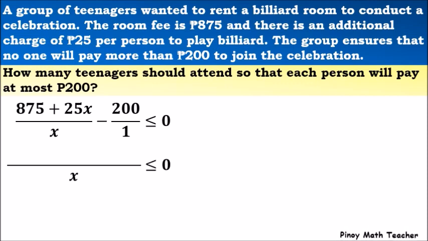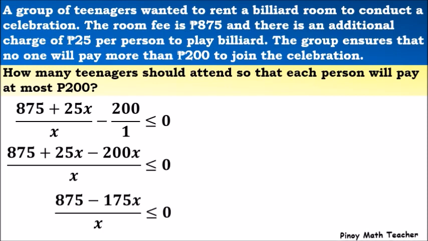So, that is 1. 1 times 875 plus 25X, that is 875 plus 25X. Next, X divided by 1, that is X. So, X times negative 200, that is negative 200X. Okay, combine like terms. So, we have 25X minus 200X, that is negative 175X. So, 875 minus 175X over X is less than or equal to 0.